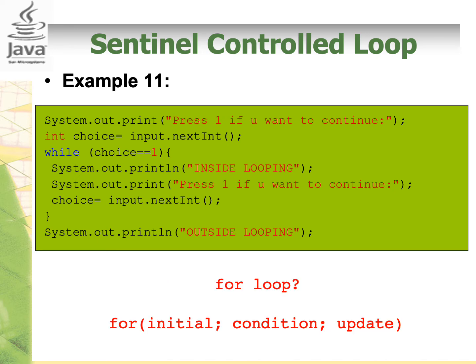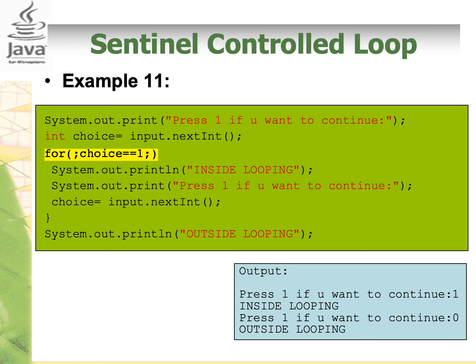How should we modify this code if we want to use for loop instead of while loop? Remember that for loop has 3 parts. The first one is the initial value, the second one is the condition, and the third one is for the update. If we write for, semicolon, choice equal to 1, semicolon, is this valid? This is valid because in for loop, we don't exactly need to have all 3 parts if we don't need them as shown in this example. If we run this code, this will give us the same output as what we would get when we use while loop, given that the user enters the same number.